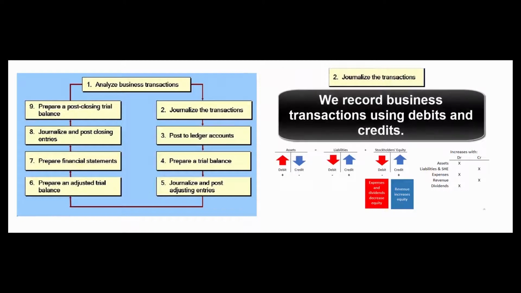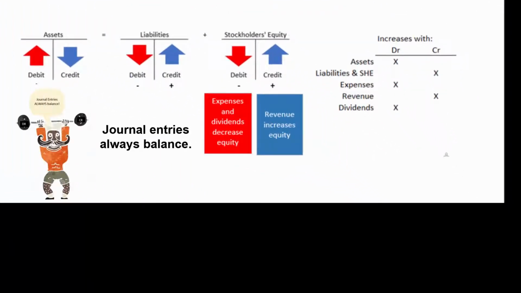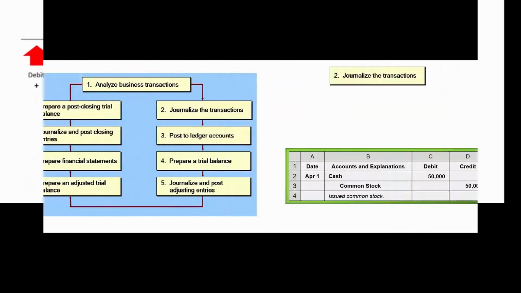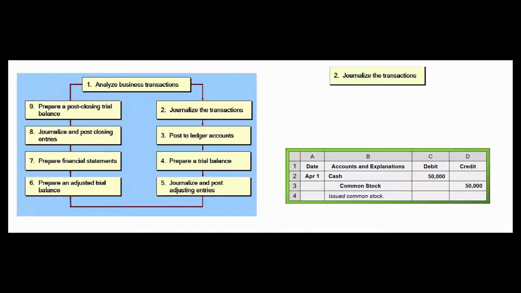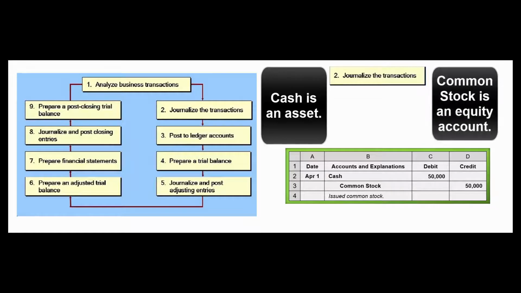Step 2, if there is something to record, we record it with a journal entry. Journal entries use debits and credits. Debit means left, credit means right. One isn't good, one isn't bad. Our rules are assets increase with debits, liabilities and shareholders' equity accounts increase with credits. Expenses are debits. The opposite of expenses, which is revenue, must be credits, and dividends start with D, and that reminds us that they're recorded with debits. For example, Freddie's Auto Service sells $50,000 worth of common stock at par value. Debit cash for $50,000, credit common stock for $50,000.